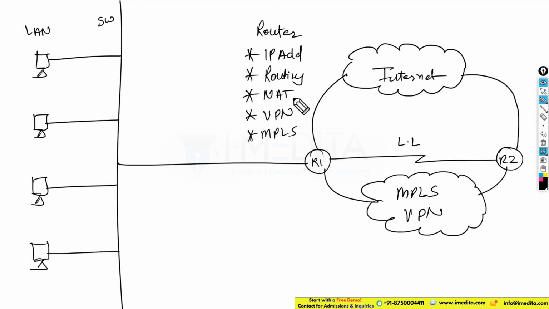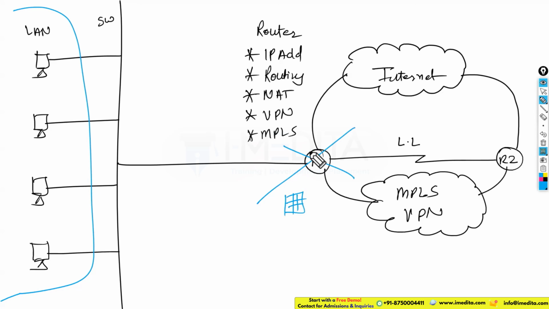Now what we want? We want this thing. We want to protect our LAN. To protect our LAN, we will remove router. We will configure here firewall. And at this firewall, we will configure IP addressing, routing, NATing, VPN again. MPLS not applicable. Then we will configure here firewall policies. So these things we will configure on firewall again.